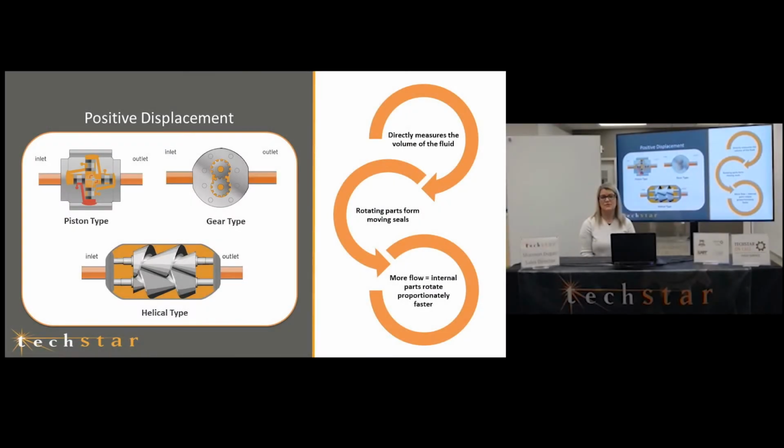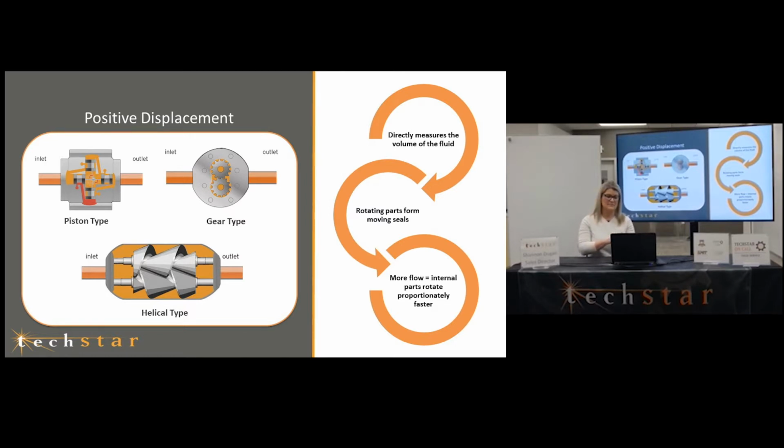Positive displacement flow meters are really the only flow measurement technology that directly measures the volume of a liquid or a gas that passes through the flow meter. If you take a look at the picture here, there are 3 different kinds of flow meters pictured: a piston, a gear, and a helical type. They all work similarly in that they capture a specific volume of fluid and then make it go to the other side of the flow meter so that that specific volume is a certain measured quantity.